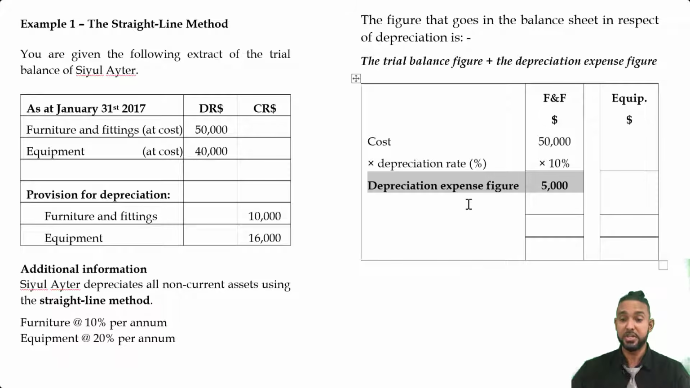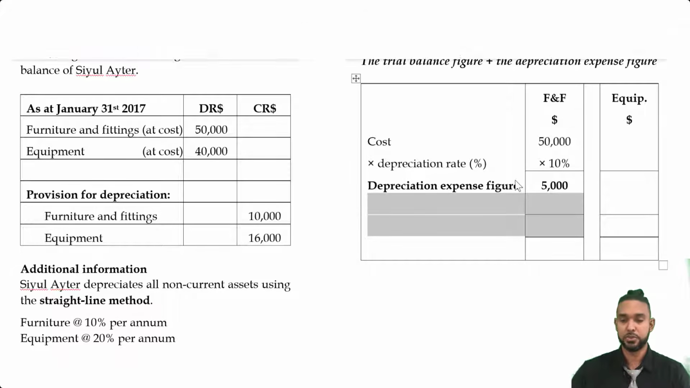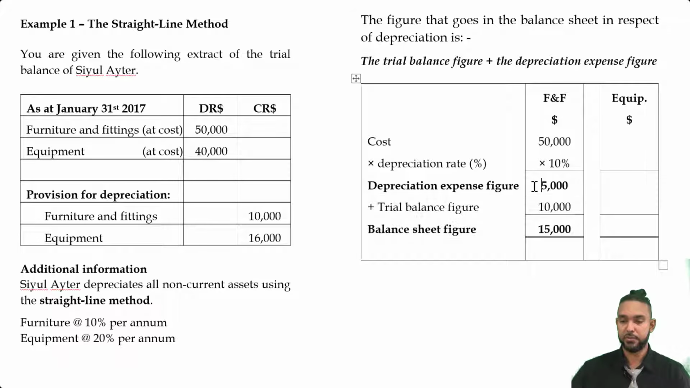Okay? What do we need to do? We have to find the balance sheet figure. How do we find that? We take the trial balance figure and add it to the depreciation expense figure. So we just found the depreciation expense figure for furniture and fittings, and we need the trial balance depreciation. So we're going to add those two together, right? So 5,000 plus 10 is 15, and that is your balance sheet figure, right?